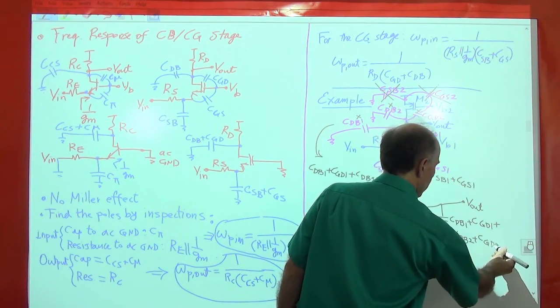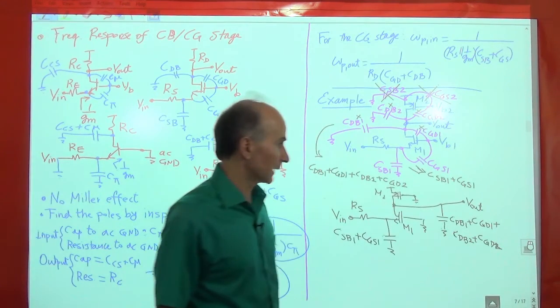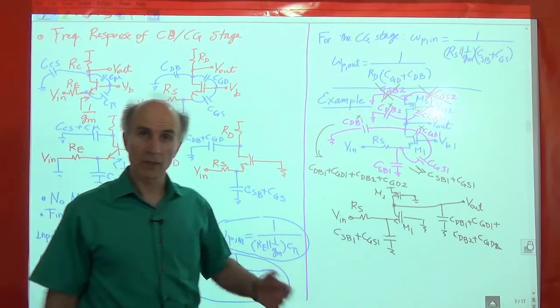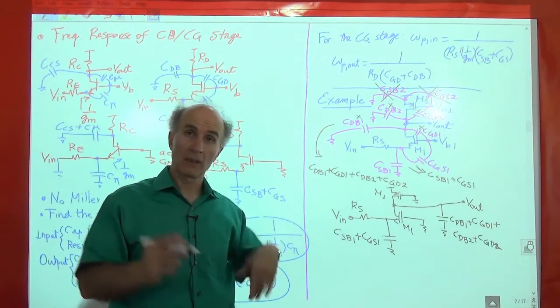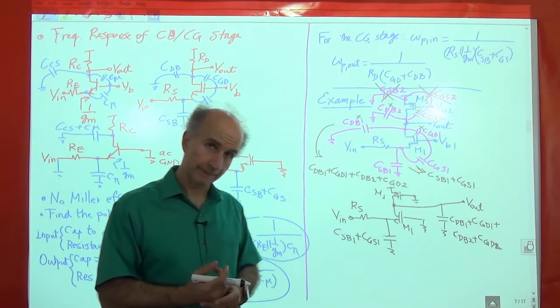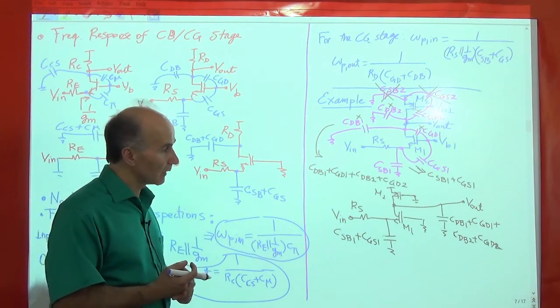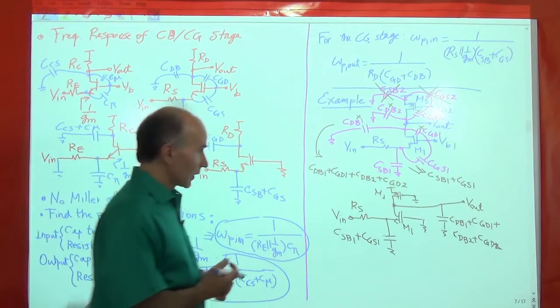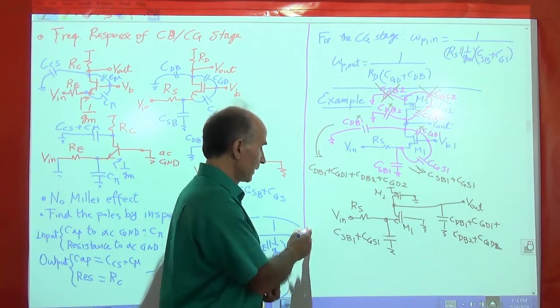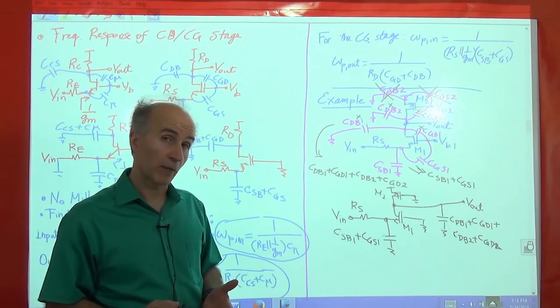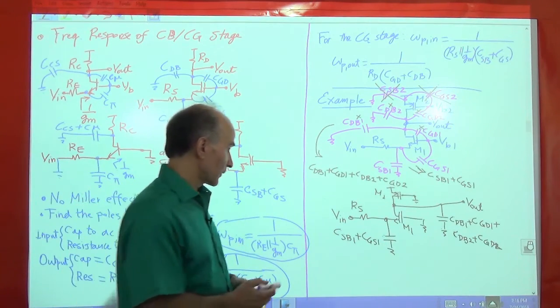Okay, CGD2. And that's the circuit. So we have only one capacitance at the input, one capacitance at the output. It's great. It's easy to solve. All right, no problem. So as usual, in the next step, we will try to see if we can find the poles by inspection. All right, so is that possible?